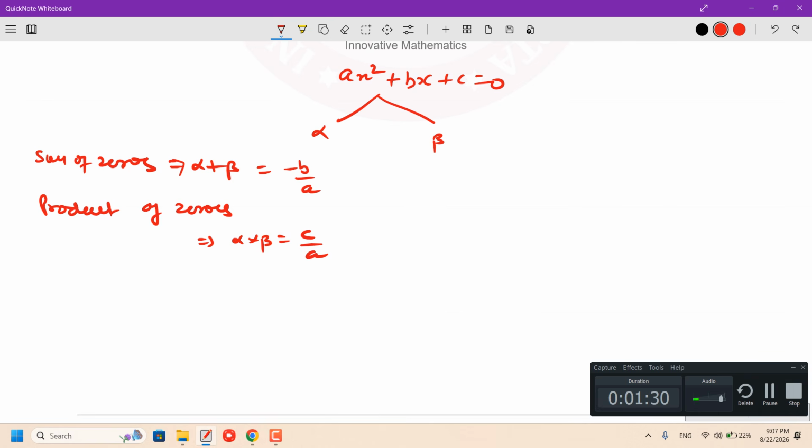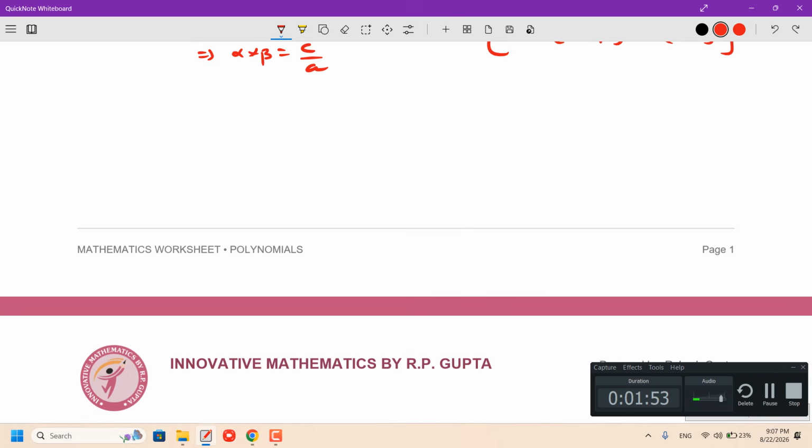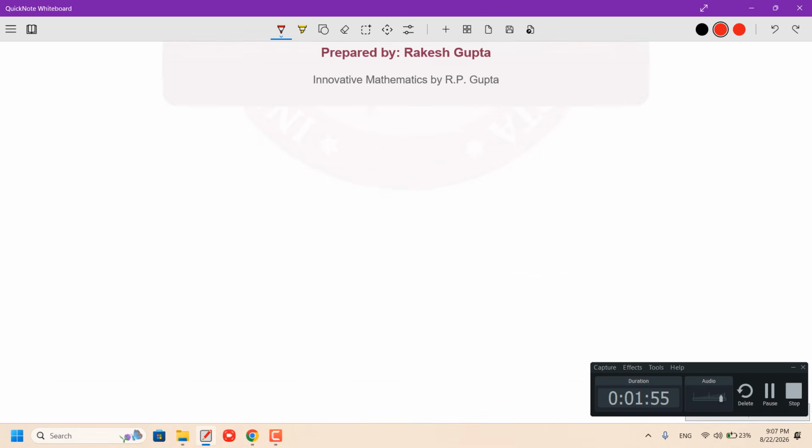For a quadratic polynomial, that we need to form: k times x square minus sum of zeros x plus product of zeros. Okay, now that is all, anything else will come in your question. So let's start the question.